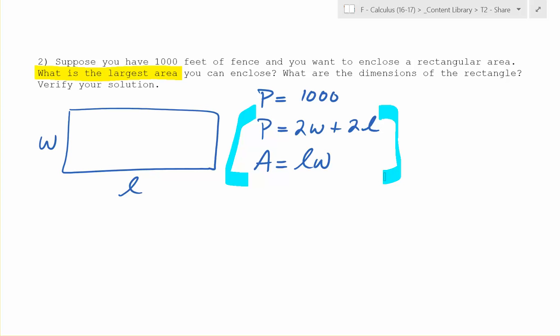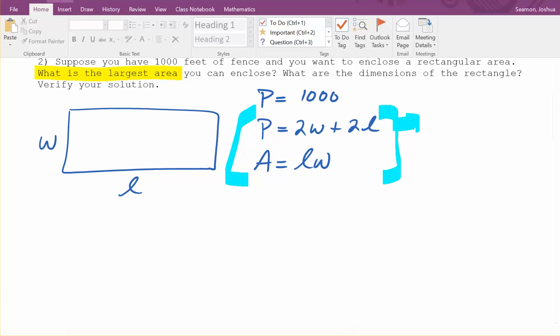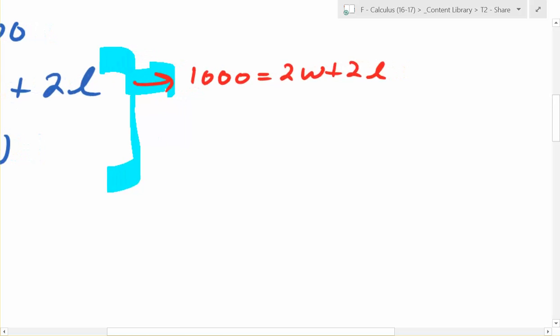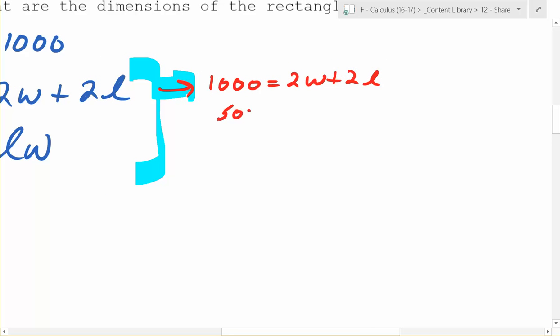Well, we know from the first line, what is the perimeter? So we know 1,000 is equal to what? 2W plus 2L. What can I divide everything by? Remember, we like smaller. So 500 is equal to W plus L. What do you want to isolate? You pick. Doesn't matter. It literally is the same work. W? So what does W equal? 500 minus L.